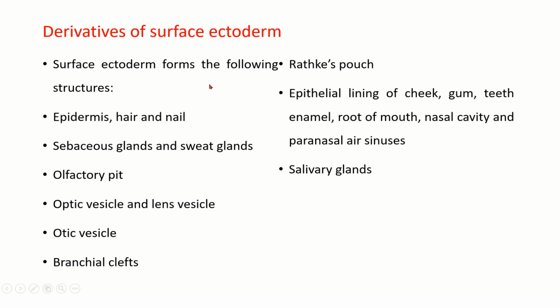You can see these are the derivatives of surface ectoderm. The surface ectoderm forms the following structures: epidermis, hair and nails, sebaceous glands, sweat glands, olfactory pit, optic vesicle and lens vesicle, otic vesicle, branchial clefts, and Rathke's pouch, which helps in the formation of the pituitary gland, epithelial lining of the cheek, gum, teeth enamel, roof of the mouth, then nasal cavity, paranasal air sinuses, salivary glands, mammary glands, and pituitary gland.